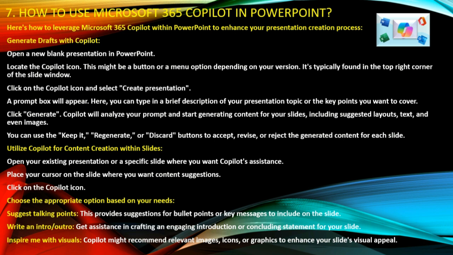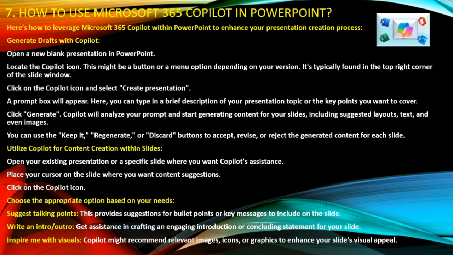Locate the Copilot icon. This might be a button or a menu option depending on your version. It's typically found in the top right corner of the slide window. Click on the Copilot icon and select Create Presentation. A prompt box will appear. Here, you can type in a brief description of your presentation topic or the key points you want to cover.